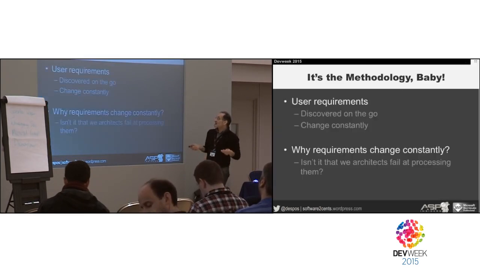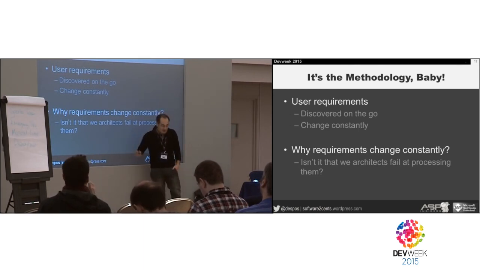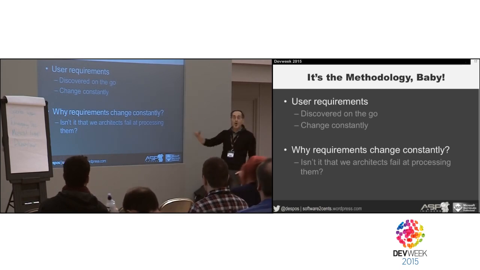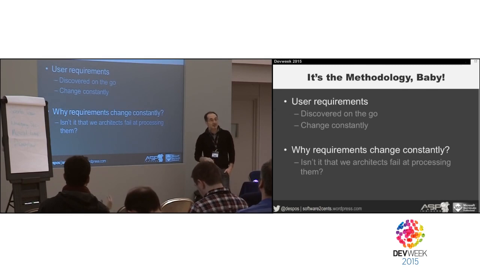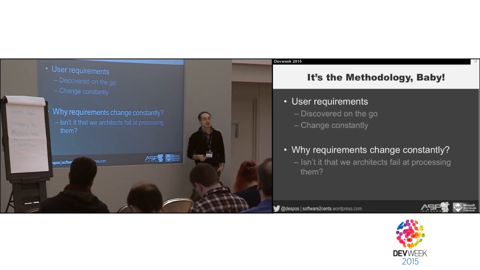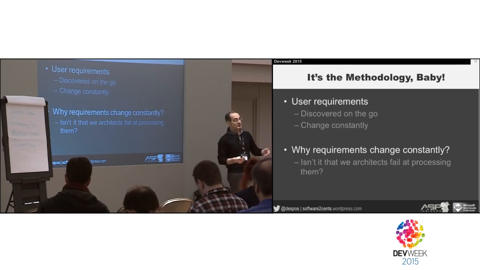We complain that user requirements are discovered on the go and change constantly. This is today, but I wonder if there is a different way of reading what we observe. Requirements change constantly. Sometimes, I guess, they change because we architects fail at understanding them at first. We get some of them wrong. We make bad assumptions. We misunderstand for a number of reasons, lack of communication skills. Misunderstandings because we use the wrong term to call things.